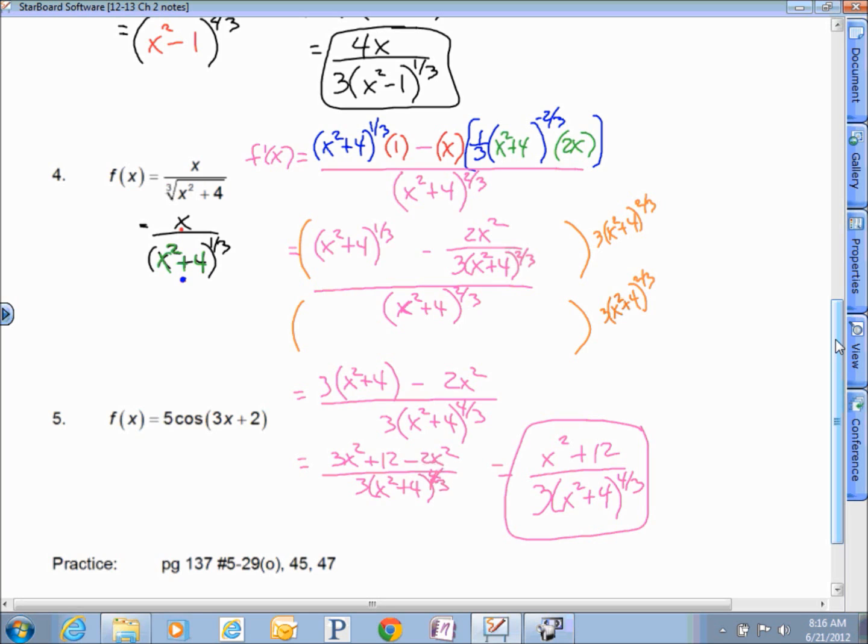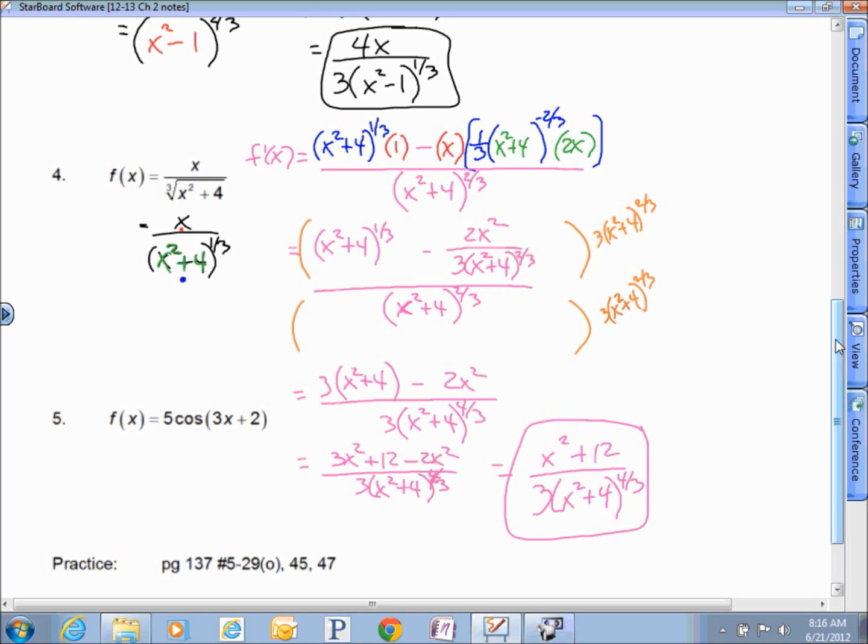because in this original problem, you have a fraction, a black fraction, with a red x on the top and a blue x squared plus 4 to the 1/3 on the bottom. Quotient rule is hard enough for us right now, but in this particular problem, nestled within that denominator is an x squared plus 4. So you have a chain rule inside of a quotient rule.